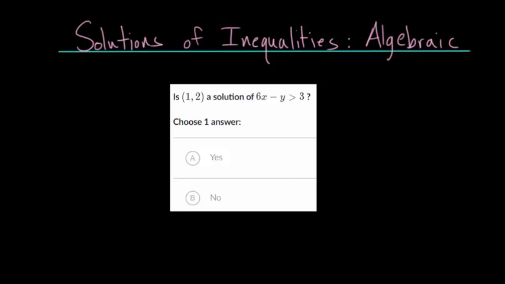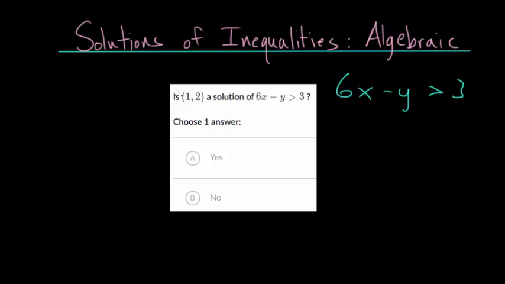In this video, I'd like to talk about finding the solutions of inequalities. Specifically, we're going to take an algebraic approach, meaning that we're going to look at the equation and essentially just plug in numbers to see if we get something that's true. So we have this inequality that 6x minus y is bigger than 3. Eventually you want to get comfortable with being able to graph this and get a picture of it, but for now, we're just concerned with the equation.